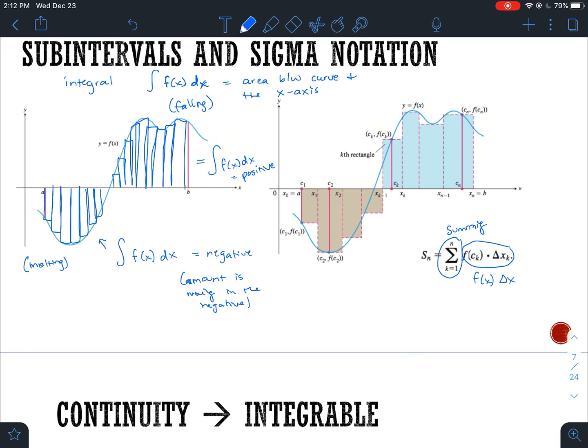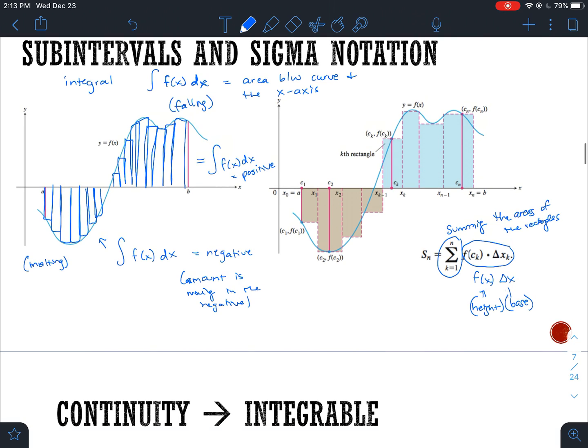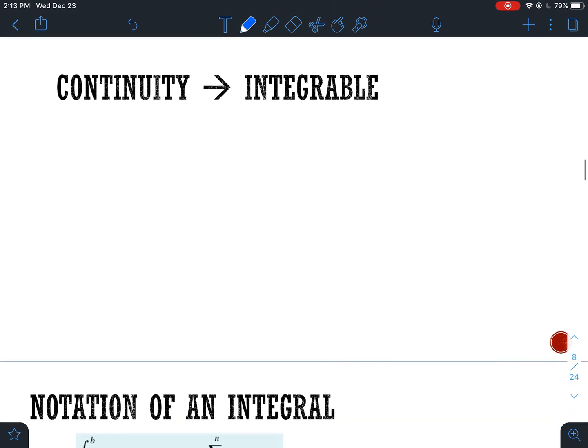With sigma notation, remember sigma means sum, so you're summing, and then this piece right here, the f of x times delta x, is the height times the base of each of those rectangles. And so you're summing the areas of the rectangles. And so that's sigma notation. And in a second, we're going to talk about how the sigma notation and the integration notation, how we can move between the two different forms of integration.